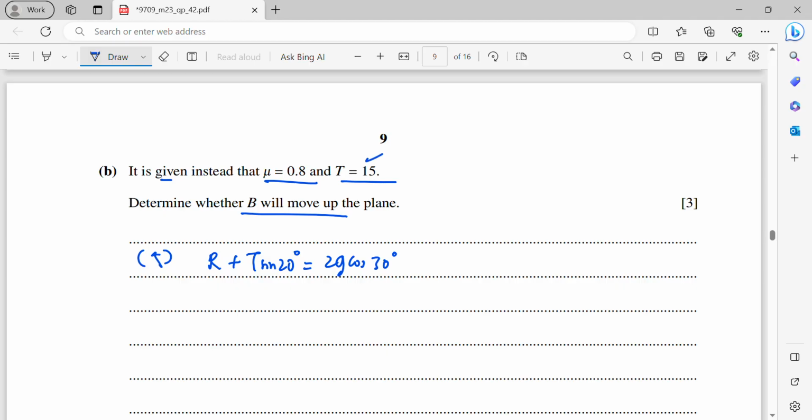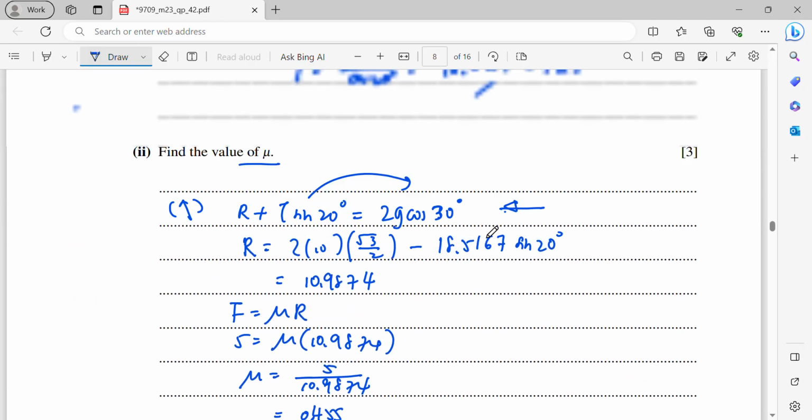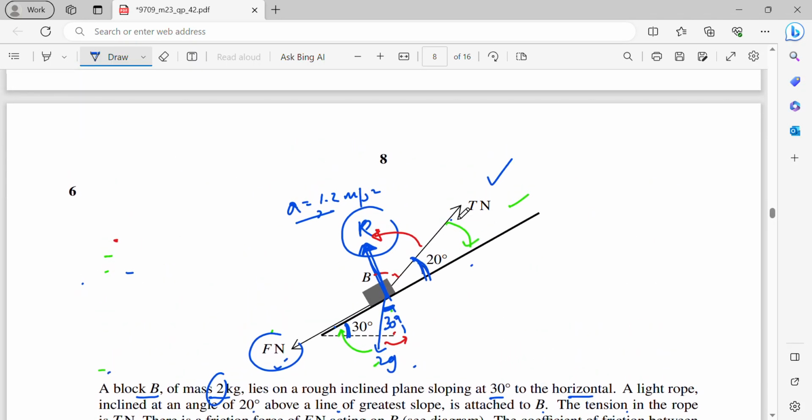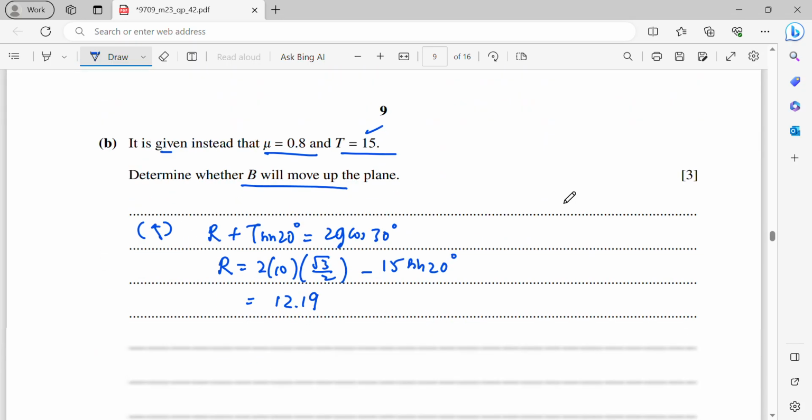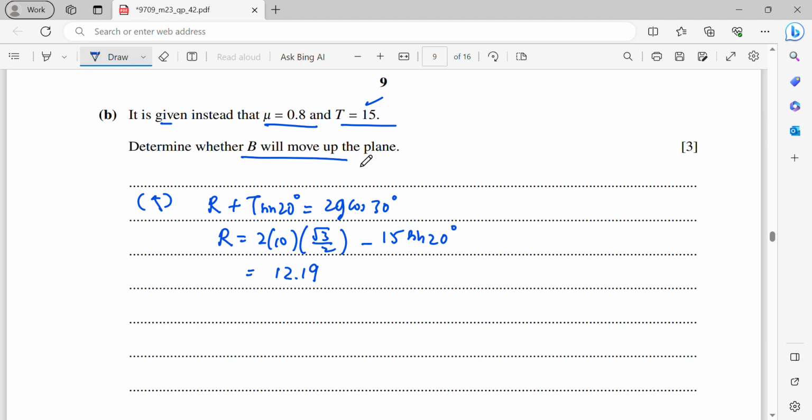Okay, but now your T has been changed to 15. So your R is going to be 2 times 10 times square root 3 over 2 minus 15 sine 20 degrees. Therefore, you will be getting 12.19. That's the R. Now I need to find out what my A is, because initially your A is 1.2 meters per second squared. To determine whether B will move up or not, I have to check the A.